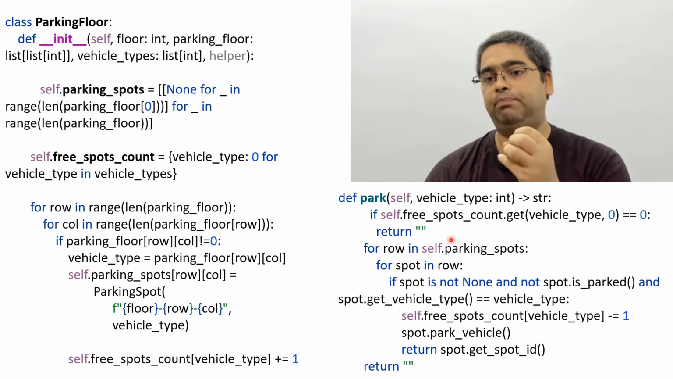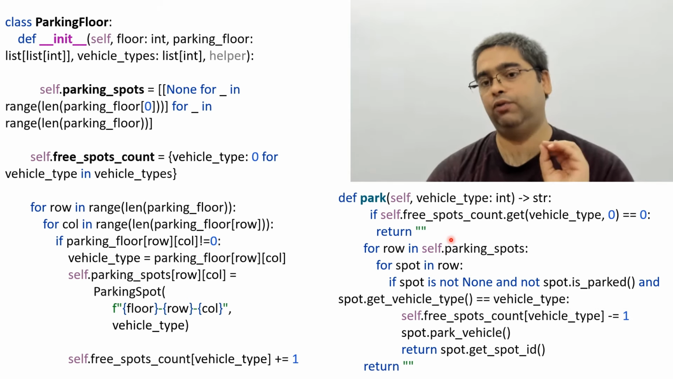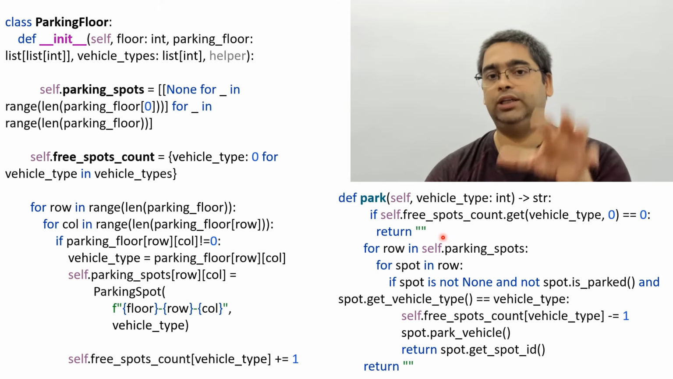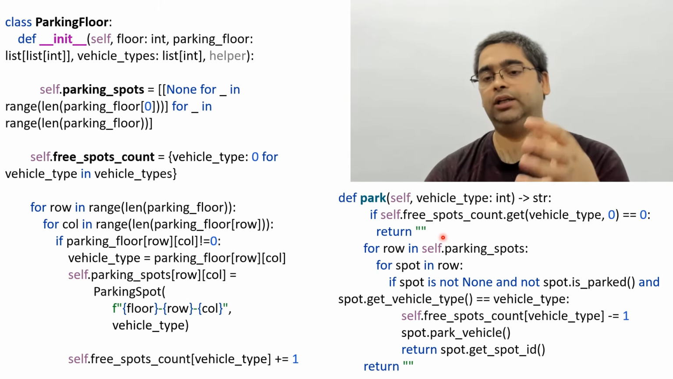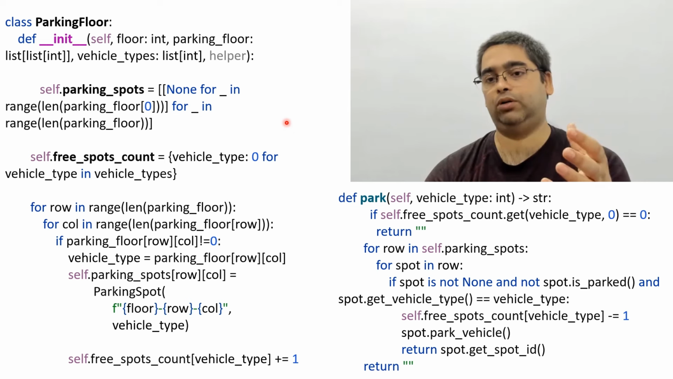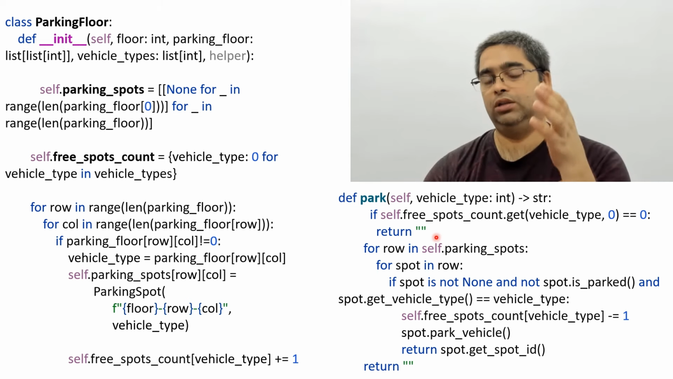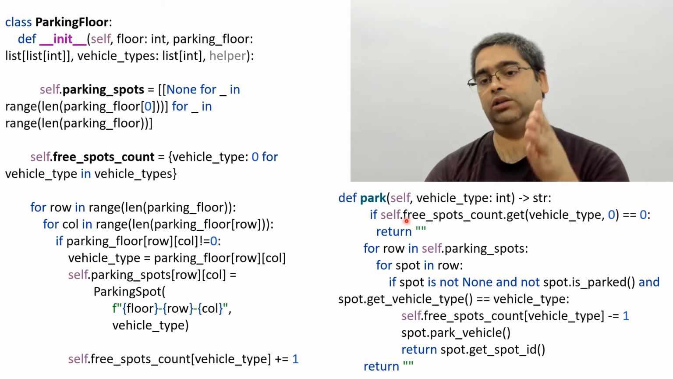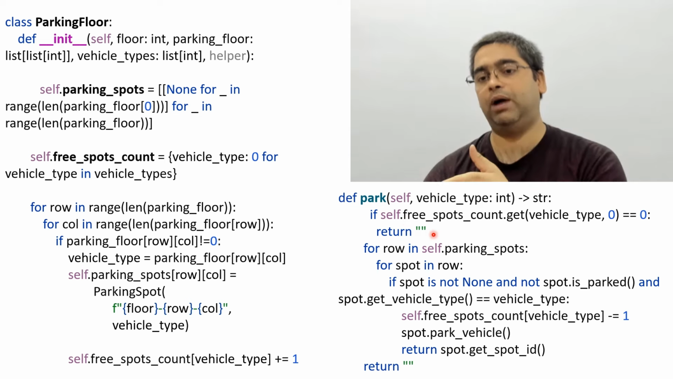Now, basically the final park will be called in the parking floor object only. So it keeps the data, basically it is the data store for all the parking spot objects. So our park manager will actually call this class to finally park the vehicle.